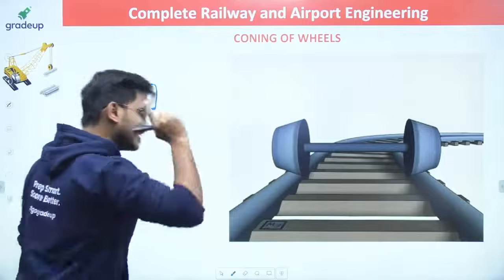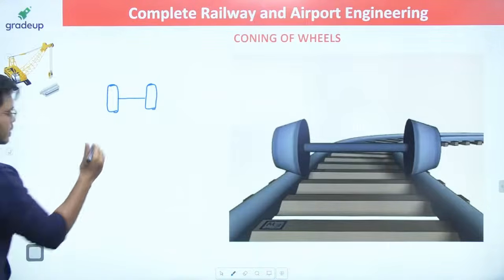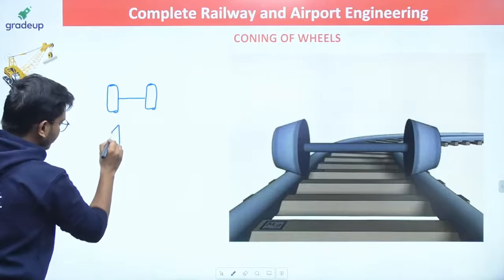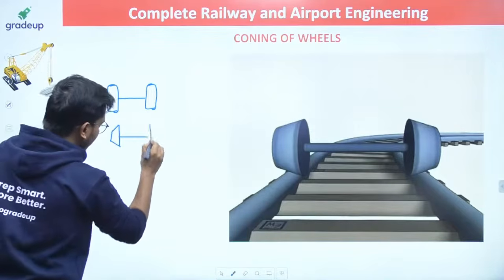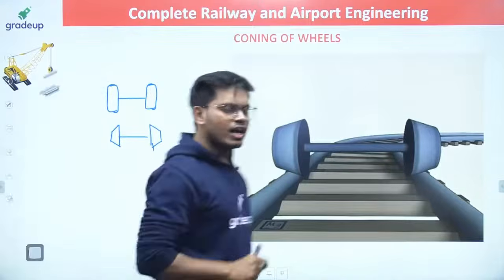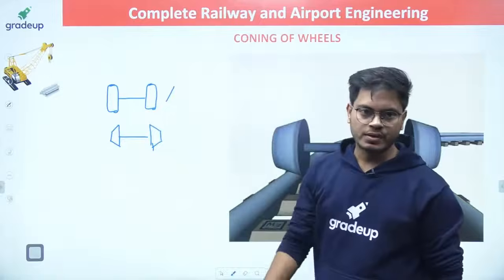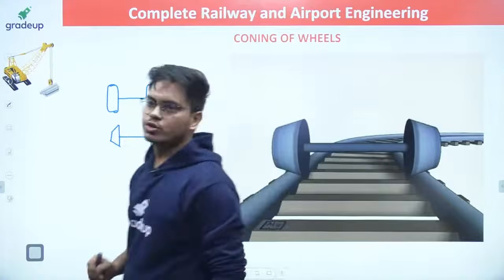But in your train, the tires are not like this. The tires are like this. Why? The question arises, why are we doing coning? Why not, just like a car, have flat tires? Why do we have coning? This is the question here.